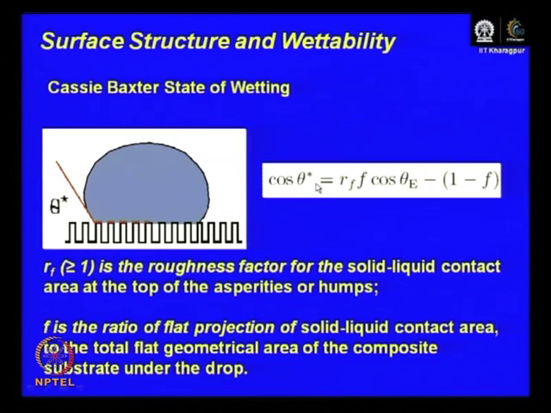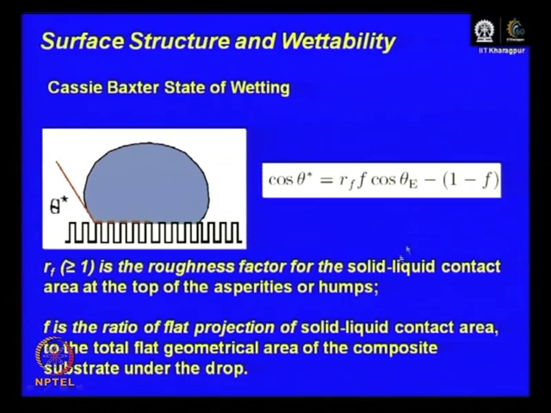Now, if you look at the mathematical equation, cos theta star is given as Rf into f cos theta e minus 1 minus f, where Rf is the roughness factor of the solid liquid contact area at the top of the asperities or humps, and f is the ratio of the flat projection of the solid liquid contact area to the total flat geometric area of the composite substrate under the drop.